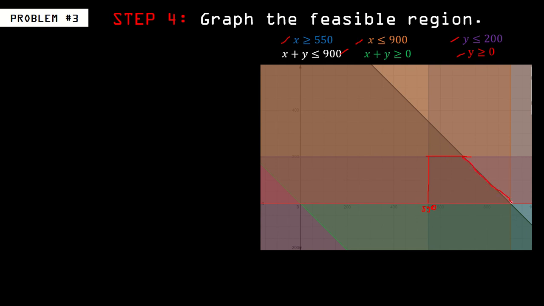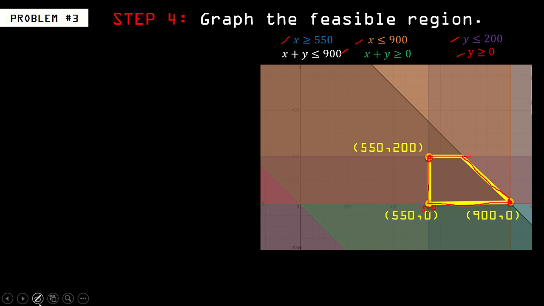So let's graph that. Again, we need to have positive values, so that's why we have this. The feasible region here is this one. We have here again 550, so that's 550 comma 0, and this one is 900. And then this one is 200, so 550 comma 200, and this one 900 comma 0.